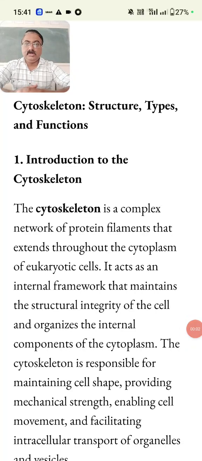Welcome to this video in which we will see about cytoskeleton, its structure, types and functions. As the name suggests, cytoskeleton is like a skeleton of the cell. As the skeleton supports the body, the cytoskeleton, which is made up of protein fibers, supports the cell.